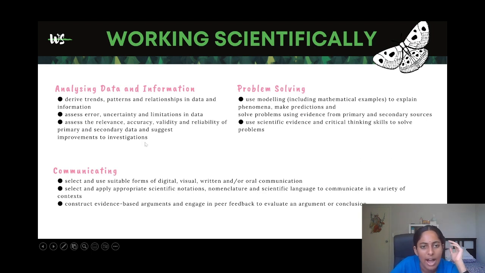Adding on to that, you would also have analyzing data and information, like I've mentioned previously. That's looking at what limitations you have in your data, and why those limitations may have occurred. That may simply be because you don't have access to certain resources that university students or actual scientists may have. You can also look at communication as well, so that's looking at evidence-based arguments. So there is a bunch of different factors and sections over here.